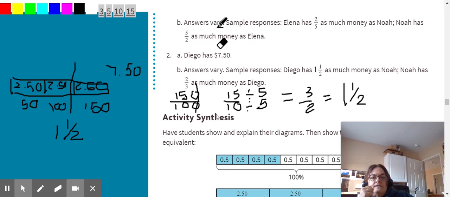So if this is 1/3, each one of these is a third, right? And Noah has 2 of those. He has $5, $2.50 and $2.50 is $5. So 2/3. Noah has 2/3 of what Diego has, and Diego has 1.5 times what Noah has.